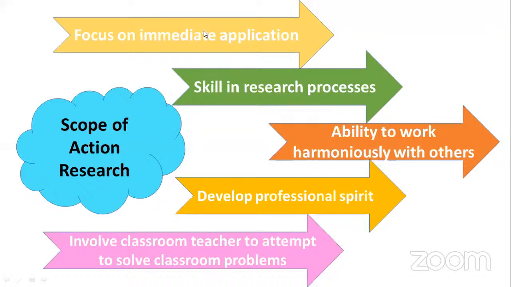As it becomes more extensive, it becomes more similar to other types of educational research. The emphasis in action research is not on obtaining generalizable scientific knowledge about educational problems, but on obtaining knowledge concerning specific local problems. The function of action research, therefore, is to combine the research function with teacher growth in such qualities as objective thinking, skill in research processes, ability to work harmoniously with others, and developing professional spirit.